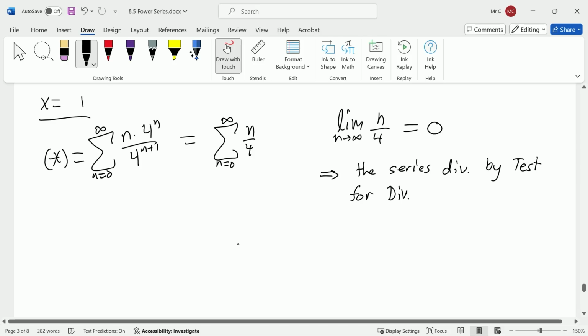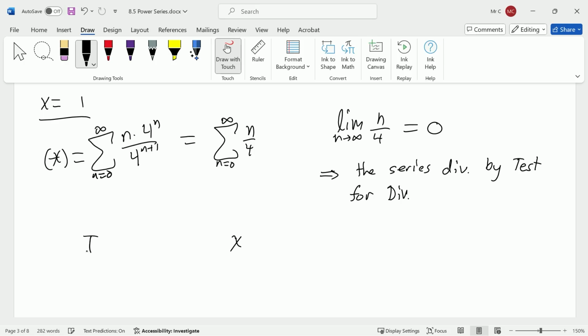So that means our final interval, our interval of convergence, is given by x between 1 and negative 7.